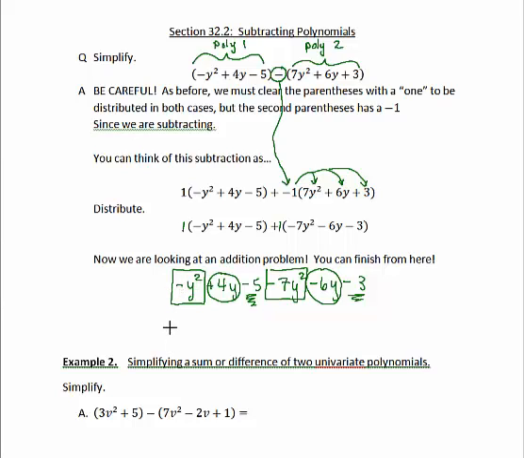So we have a negative 1 minus 7. We combine those coefficients, and we write that number in front of the y squared. Then we take the coefficients of the y terms with their signs. So this would be a 4 minus a 6. We place that number in front of the y, and then we subtract or combine the constants, negative 5 minus 3. So in the end we get a negative 8y squared, a minus 2y, and a minus 8.